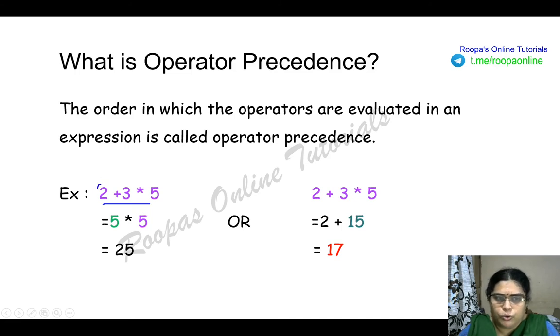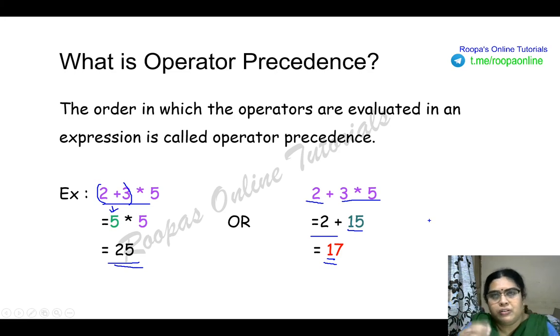Now I can do 2 plus 3, I will get the value 5, and then I have 5 into 5, so I get the answer as 25. And here, if you observe, I can do 3 into 5, which is equal to 15. So 2 plus 15 will be equal to 17. So there are two different answers.